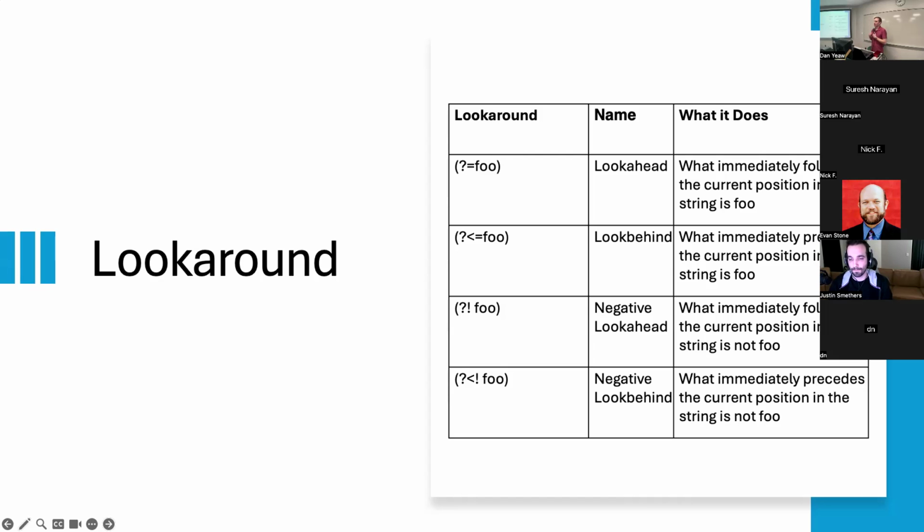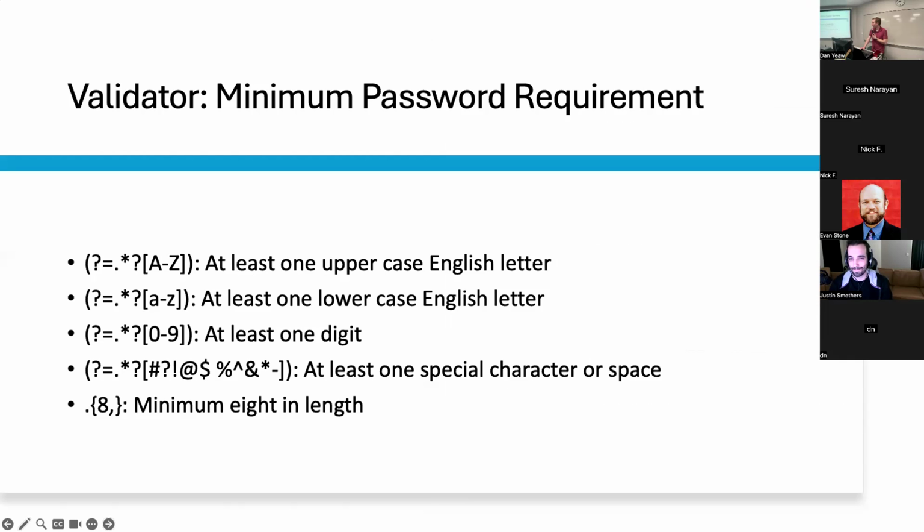I feel like that's a tough one to noodle on. So let's look at an example. Let's now look at this minimum password requirement. This is very common, like when you're signing up for something and they say, hey, your password needs at least one uppercase English letter, one lowercase English letter, at least one digit, a special character, and it needs to be 8 characters long, right? That's a pretty common password.